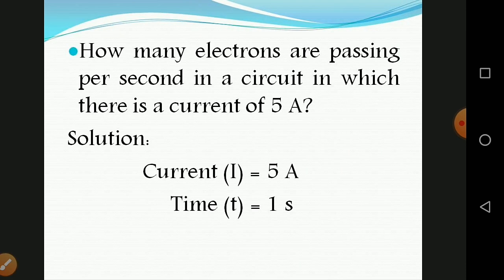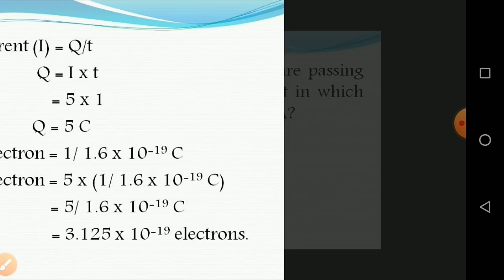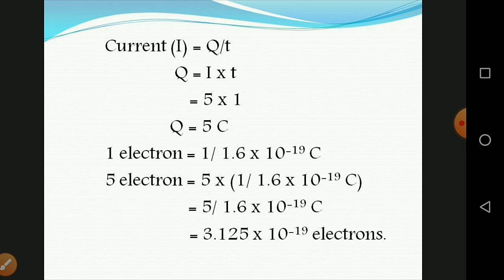And the next one: how many electrons are passing per second in a circuit in which there is a current of 5 ampere? They gave time as 1 second and current as 5 ampere. So how many electrons pass through the circuit per second? The current I is equal to Q by T, so Q is equal to I into T. I is 5 and T is 1, so Q, the charge, is equal to 5 coulomb.